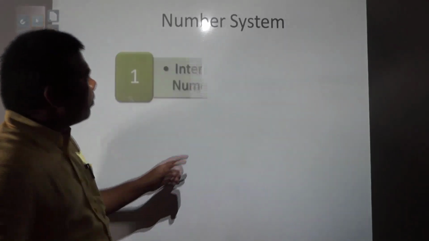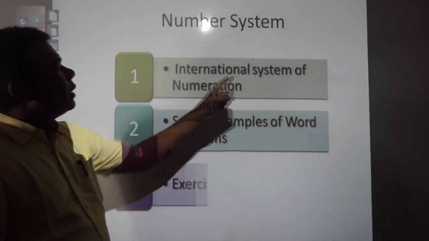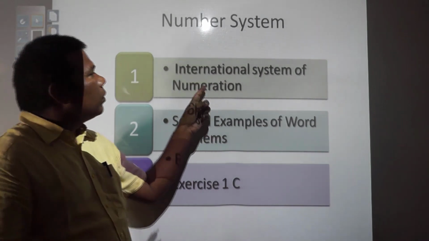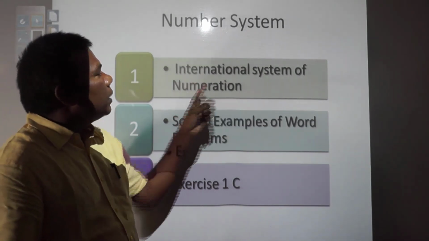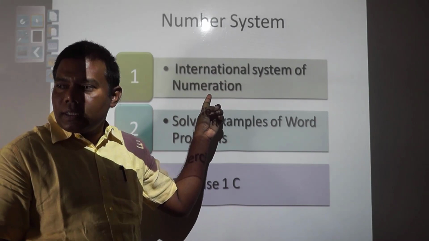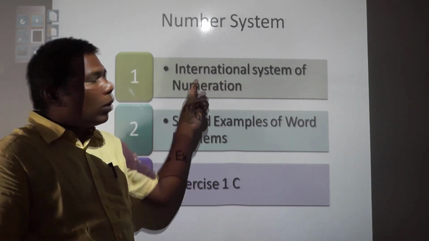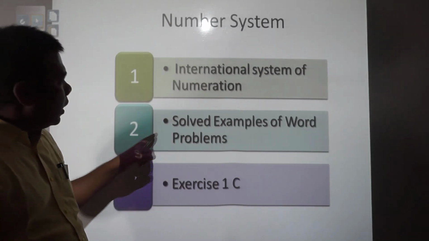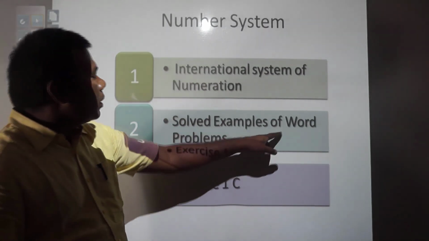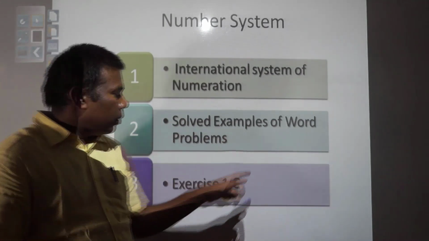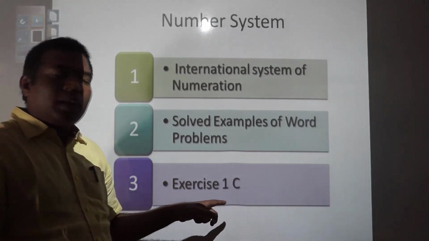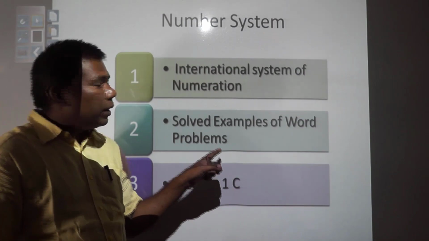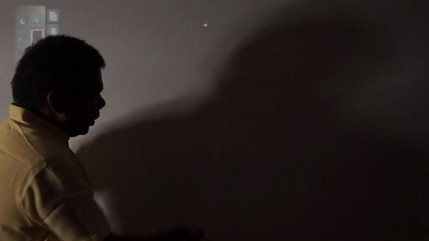Just you see, international system of numeration, because already in the previous class the national system of numeration, or Indian system of numeration, was done. It is also said Hindu-Arabic system of numeration. We will go through solved examples of word problems, and a few questions from exercise 1C also. So we'll start now.